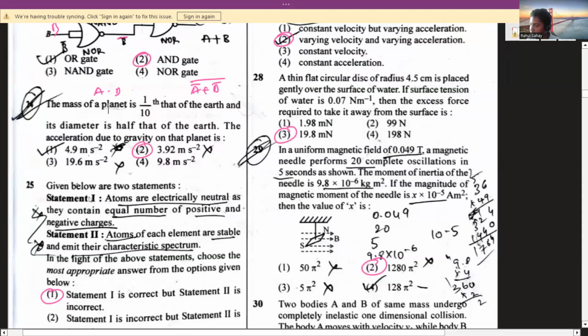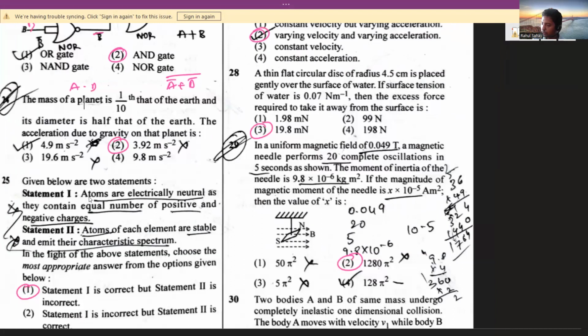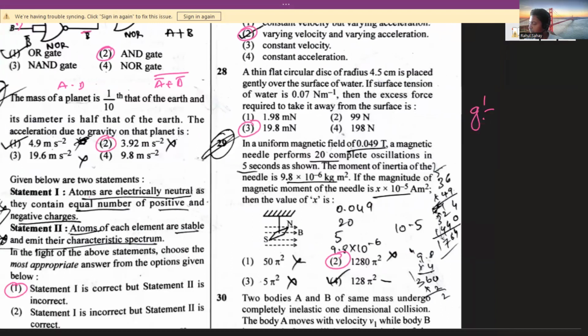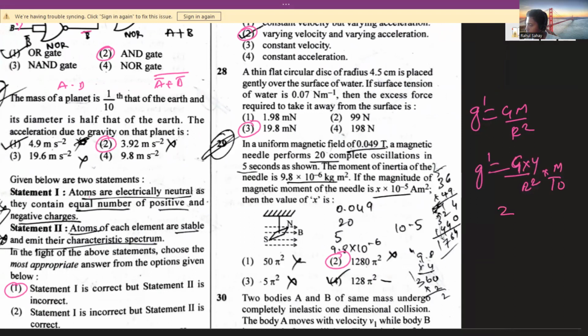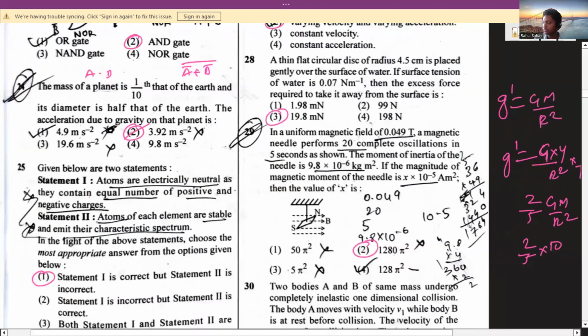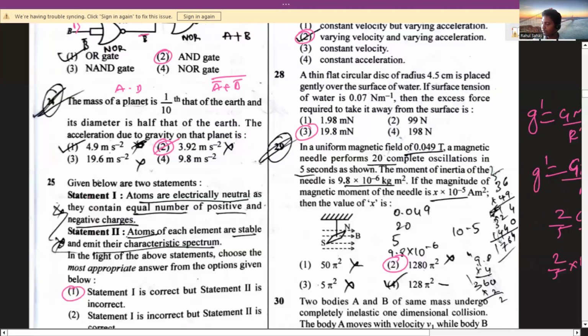24. The mass of the planet is m by 4. G dash is equal to GM by r square. And diameter is half, so radius is also half. G dash is G r square by 4. So 4 will go up, r square and m by 10. So this is 2 by 5 GM r square. That is 2 by 5 around 10 you can say. 20 by 4, 5 means around 4 it is coming, right? So 3.92 square direct. This is also easy.